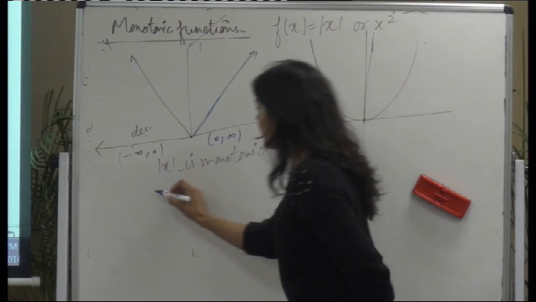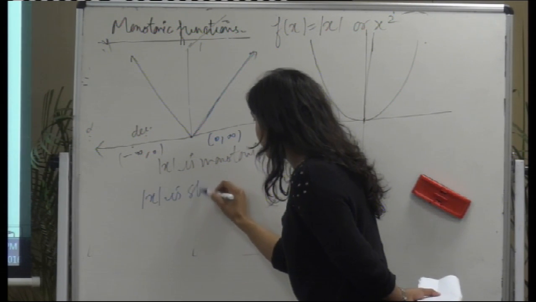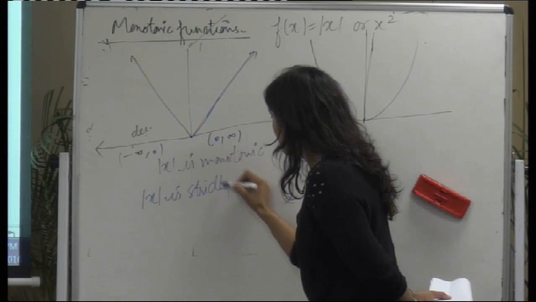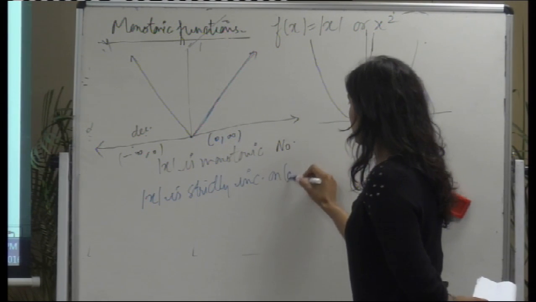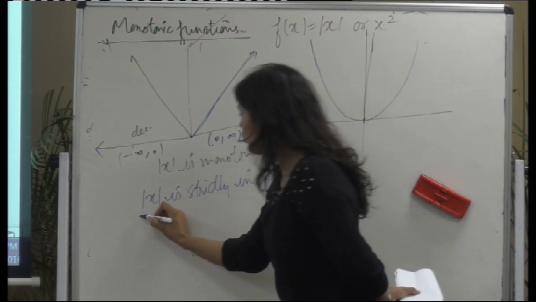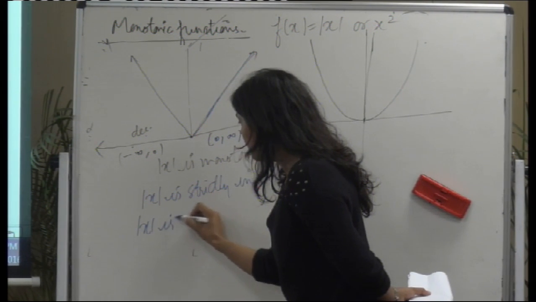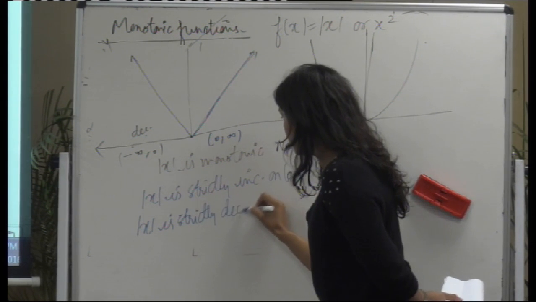It should not be both. But I can say mod x is strictly increasing on 0 to infinity. You agree? In this interval I can say that, and I can break it. So mod x is strictly decreasing on minus infinity to 0.